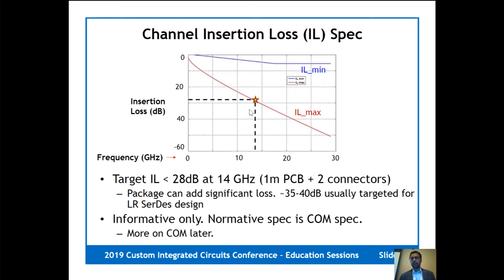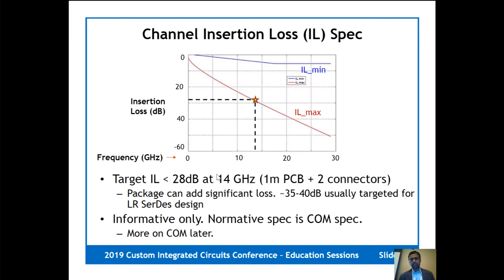So here's some channel spec guidance to help design the channel for this specification. The insertion loss targets are from just a channel standpoint, so this is from the package ball on the TX side to the package ball on the RX side. We want to achieve less than 28 dB at Nyquist, which is 14 gigahertz for 56 gig PAM4.